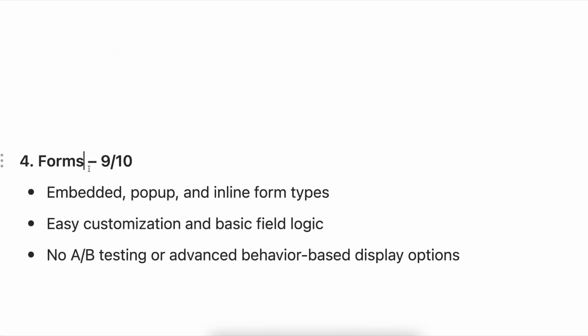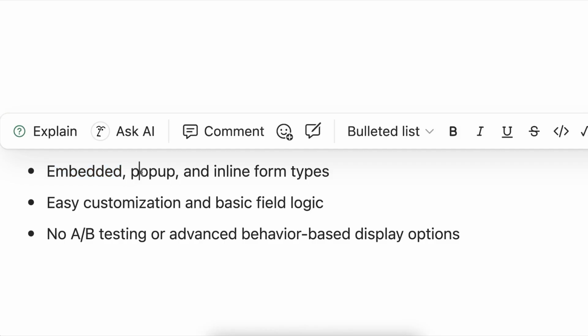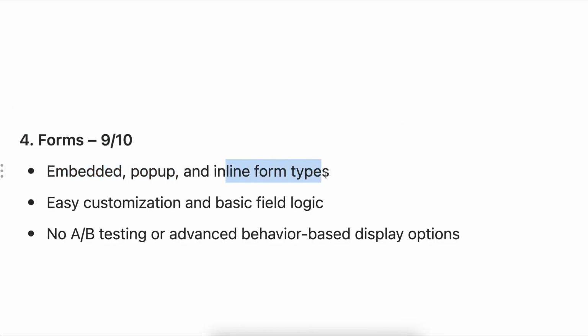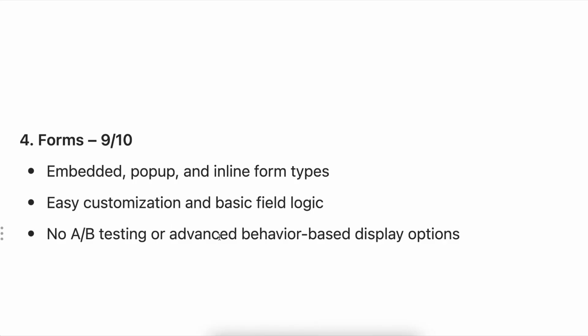When it comes to forms, you have all of the main stuff. You have the embeds, you can create different pop-ups, even gamified stuff, inline forms. It's very easy to customize, and you can customize quite a bit, add all of the different basic fields, and there is no A/B testing here. So if you want to A/B test it out, you're not going to have that option. But again, most of email marketing softwares don't have that option, but in general, it's really good. It's a 9 out of 10.